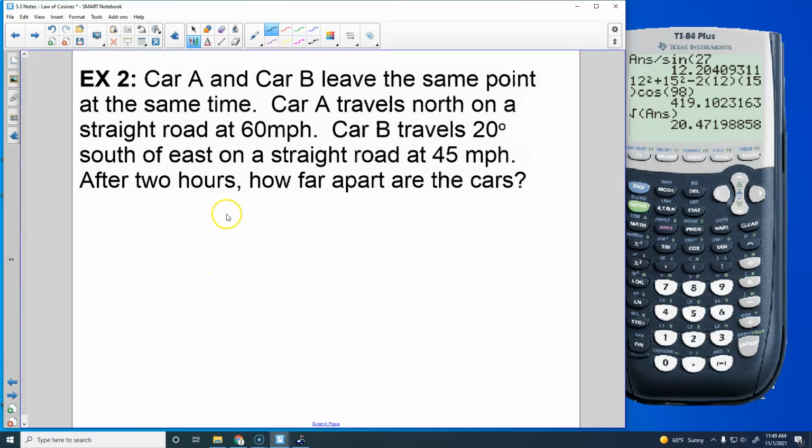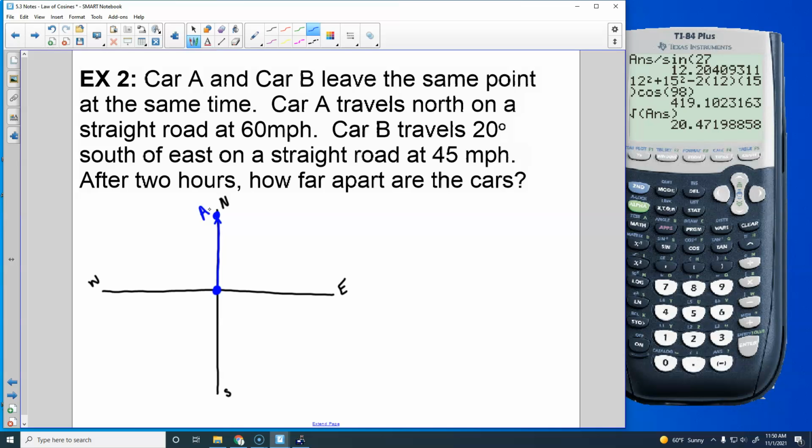So, we're going to have north, south, west, and east. The easiest thing to do here is to let the point that they both leave from be right there at the origin. Alright, so we're at this point right here. Car A is going to travel north on a straight road at 60 miles per hour. So car A is going north. So this one right here is car A.